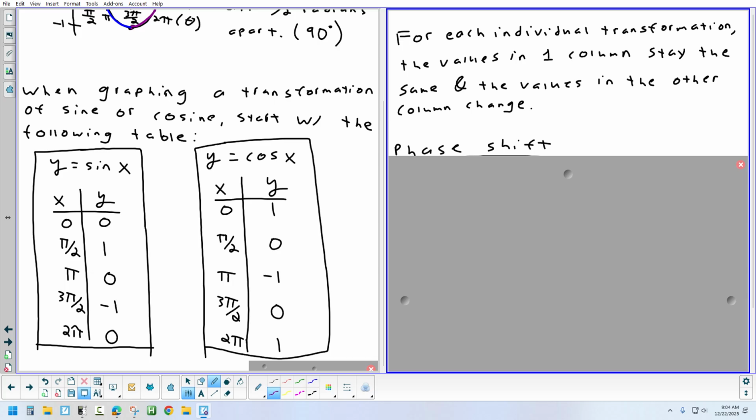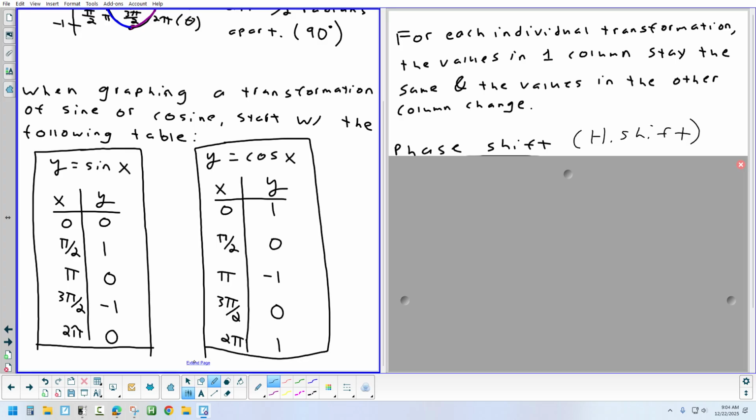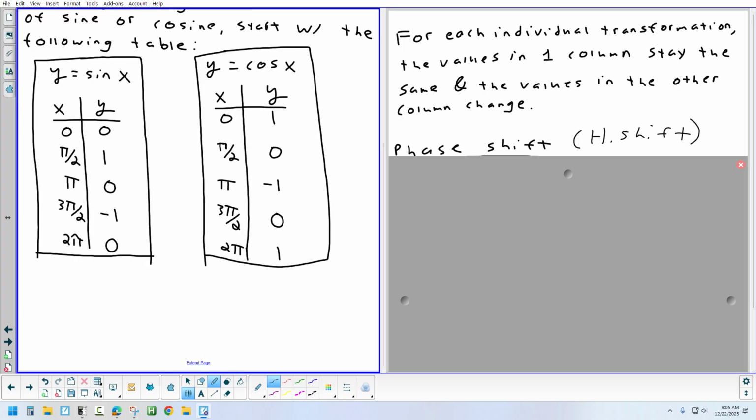Okay, the first one is a phase shift. Phase shift is what they call a horizontal shift. We should already kind of know how that works. What kind of arithmetic is involved when you shift something left or right? Yeah. Addition and subtraction. Yep, it's either addition or subtraction. And is the addition or subtraction inside the function or outside the function? Inside. Yep, inside. It's exactly the same with this.